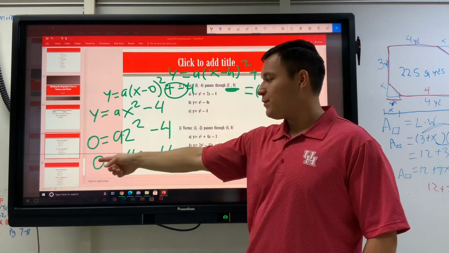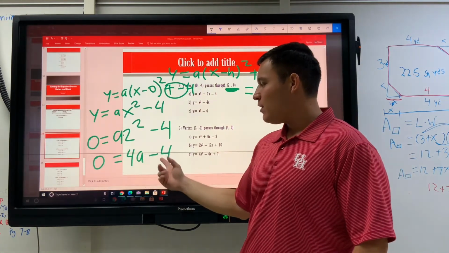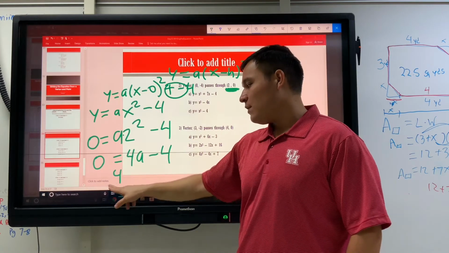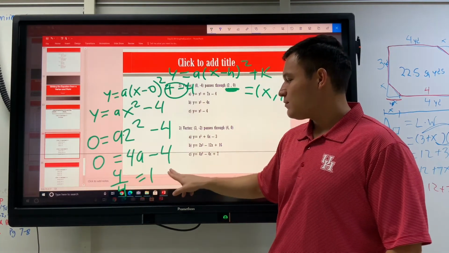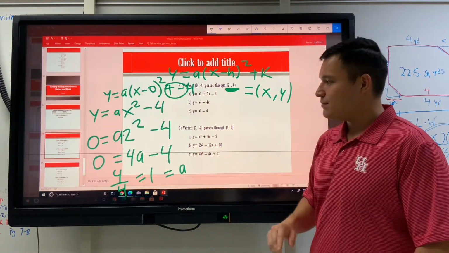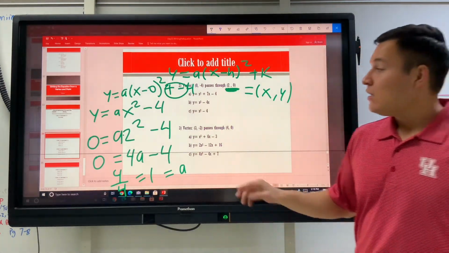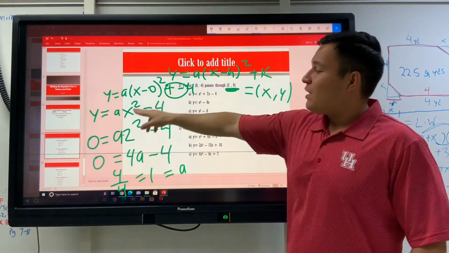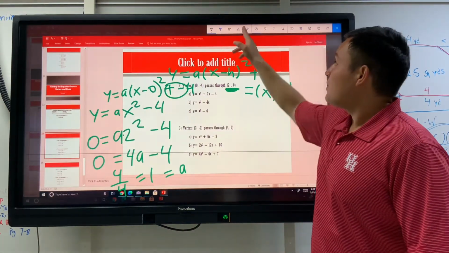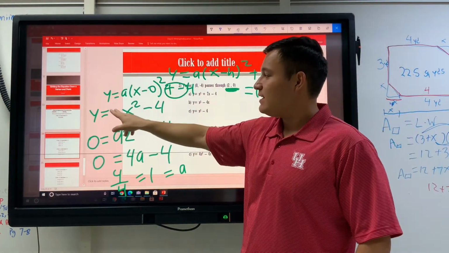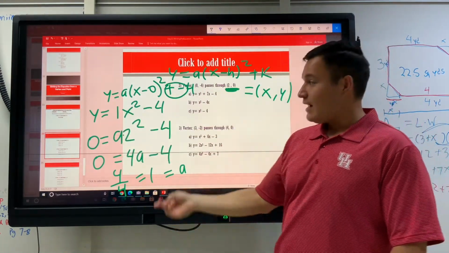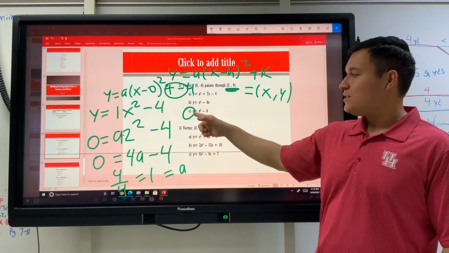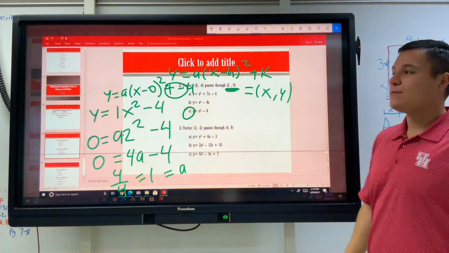0 equals 4a minus 4, because 2 squared is 4. We're going to move the 4, and then we're going to divide by this 4. When we move the 4, we get a 4 on the left. When we divide by 4, we're going to get a 1, which is equal to a. So a is equal to 1. I'm just going to modify this equation that I already have written. Instead of writing a, the answer would be a 1. And since it's a 1 times x, we just write y equals x squared minus 4.